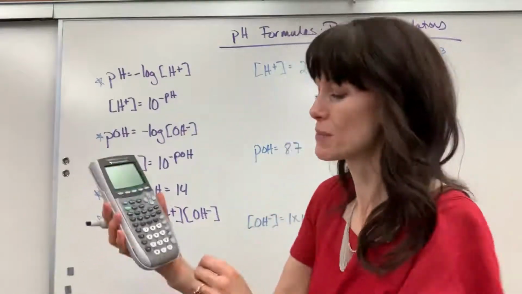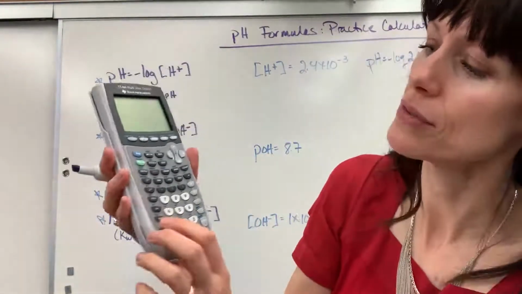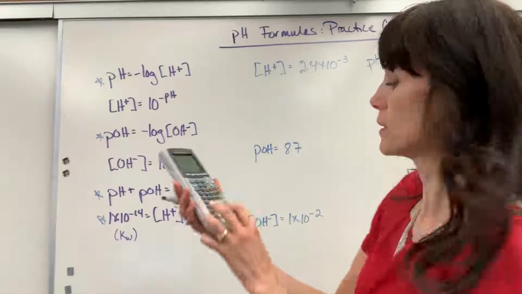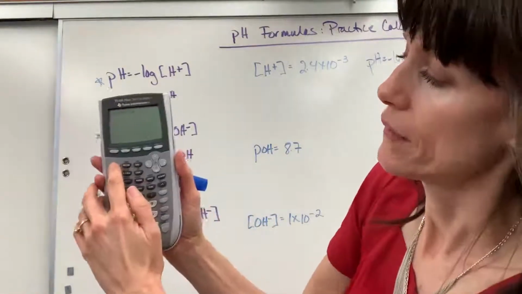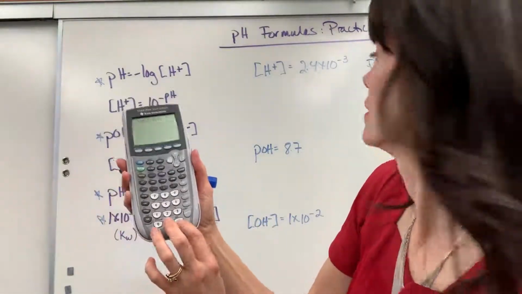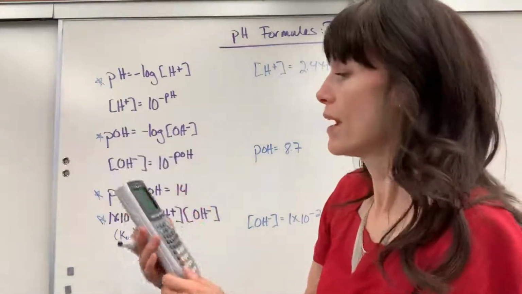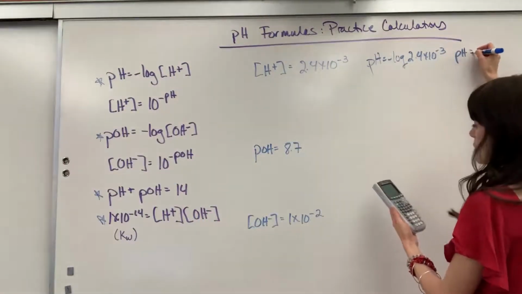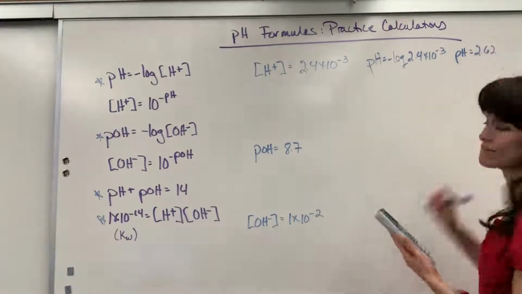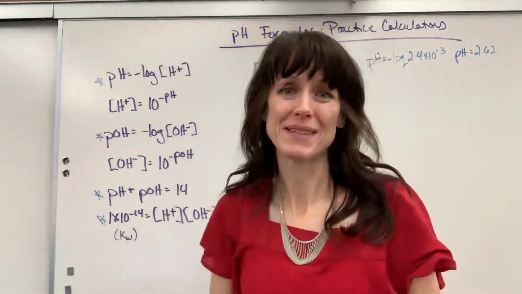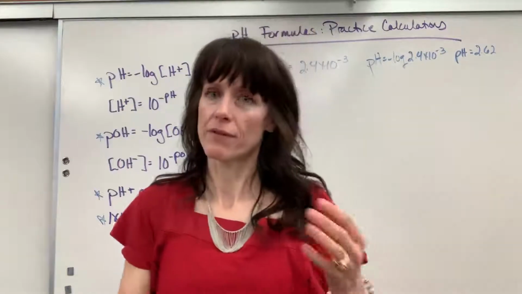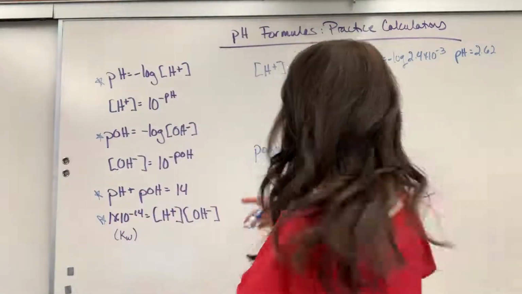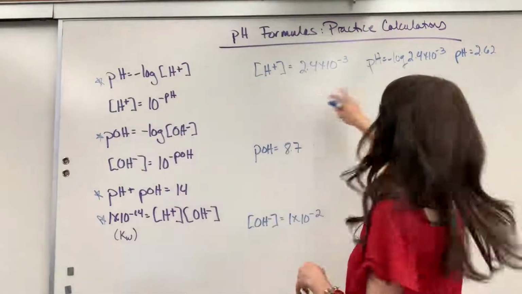So how I put this into my calculator is I would do negative log, and then let's put in the 2.4, and then I do the second button with that double E, negative the exponent 3, and we are going to get pH equals 2.62. Nice, there we go. So we have 1 piece of information. Now I want to find out 2 more pieces of information. We have the hydrogen concentration and we have the pH.